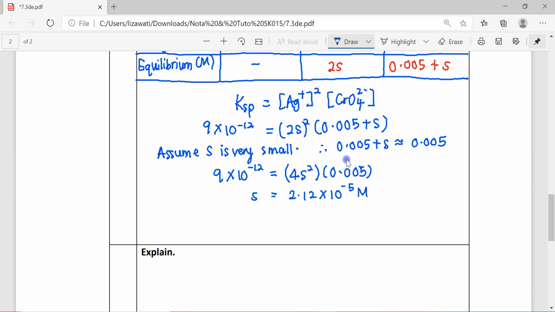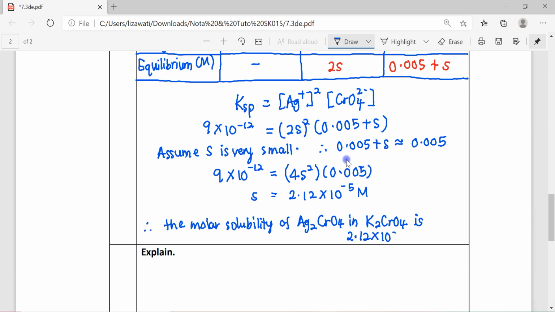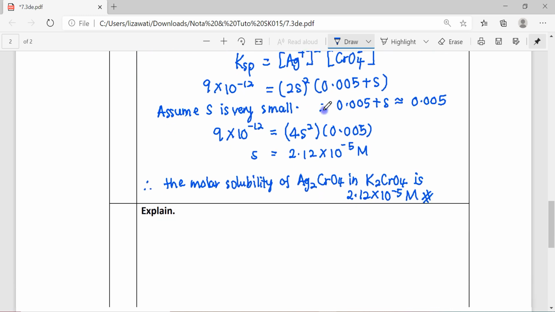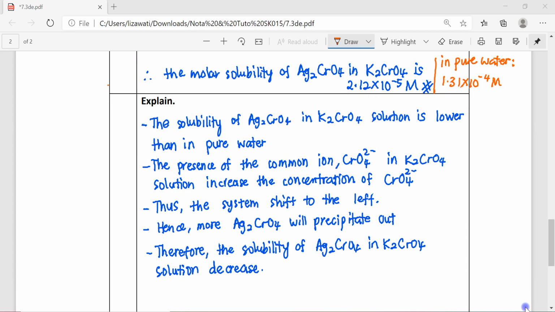And then write the conclusion. So therefore, okay, so here is the conclusion. Alright, so next, how can we explain here? Alright, so here is the sample answer that you can include in your explanation.